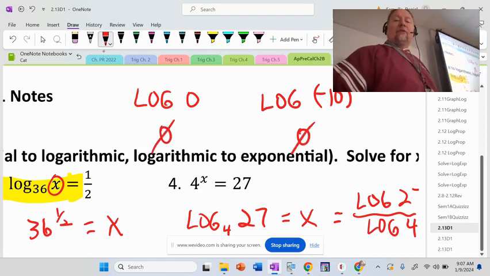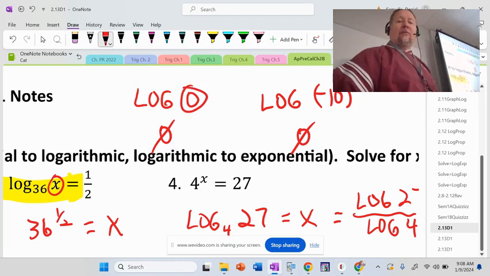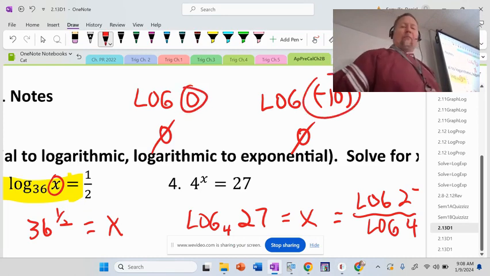You could type them on your calculator. So that's what you have to worry about when you're solving a logarithm. Make sure your answer does not create a 0 or a negative in that argument position. This is called the argument, like right here. That's just a math term.